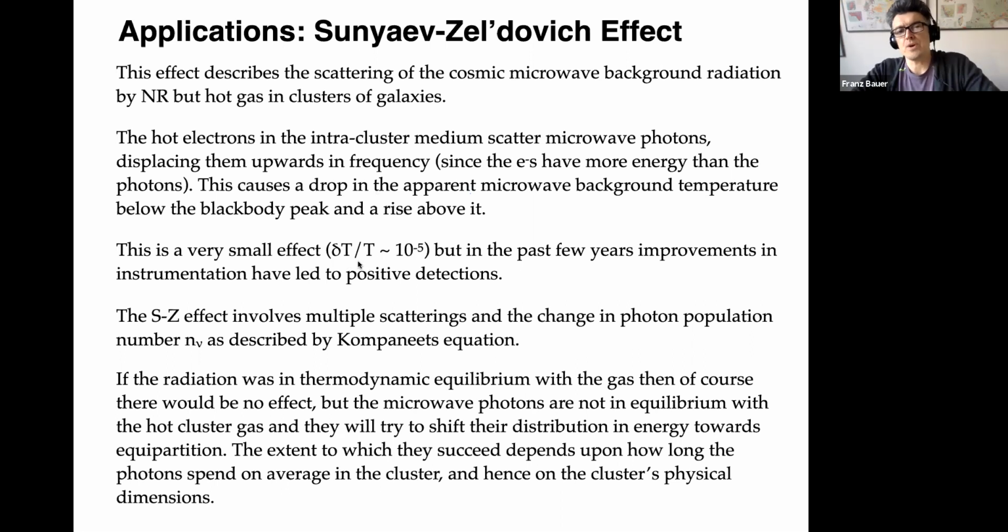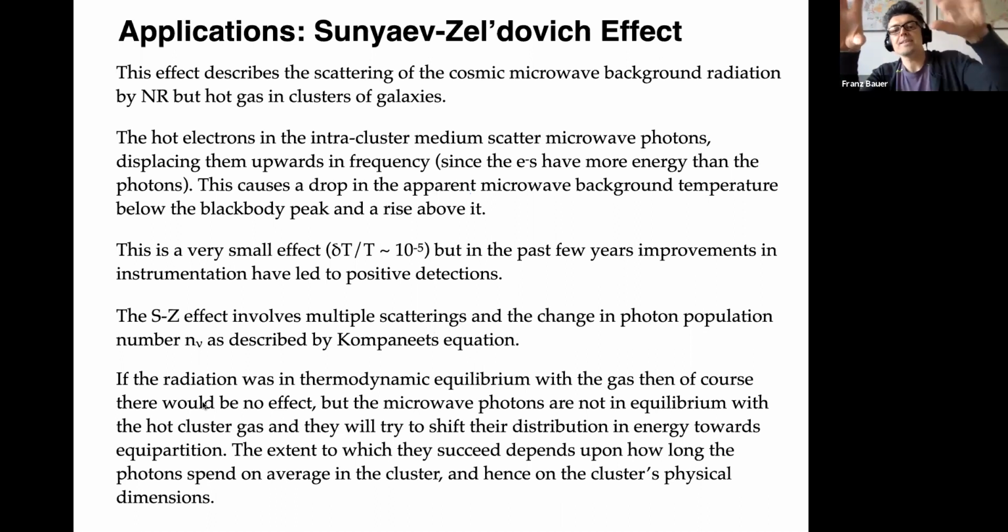The effect is super small. It's only a change of about 10 to the minus 5 in terms of the temperature variation, but you can use that to estimate the density of electrons and thus something about the mass of the cluster. And so this effect involves multiple scatterings and a change in the photon population number, and so it's described by Kompaneets' equation. And so if we have radiation which is in thermal equilibrium with a gas, then of course there would be no effect here.